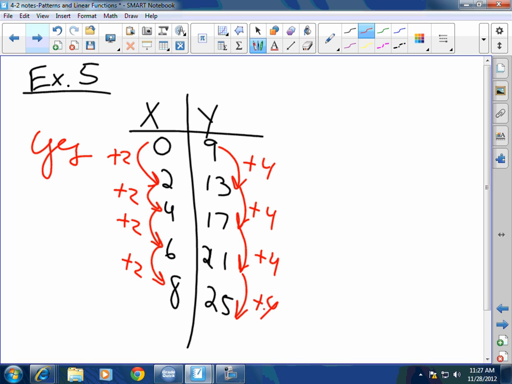Yes. What's 4 divided by 2? And then 4 divided by 2, and again 4 divided by 2. And that's linear. Does that make sense, gentlemen? Any questions on this? Awesome. Thank you, guys.